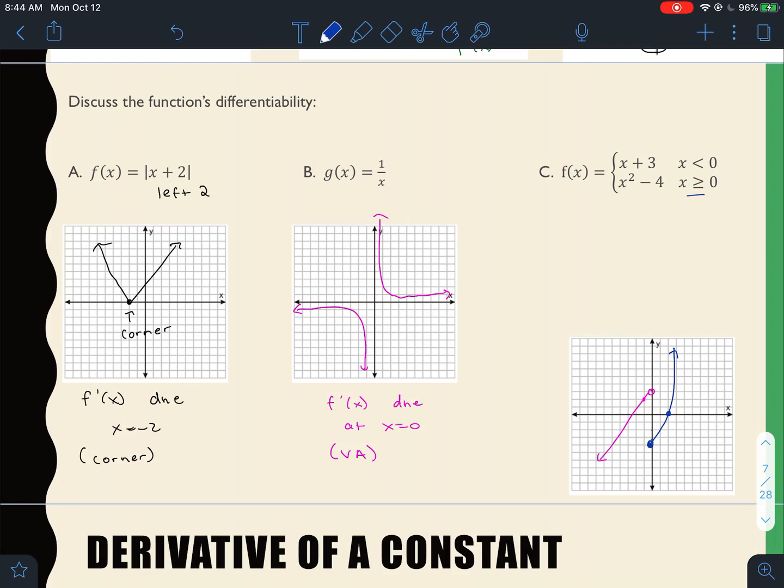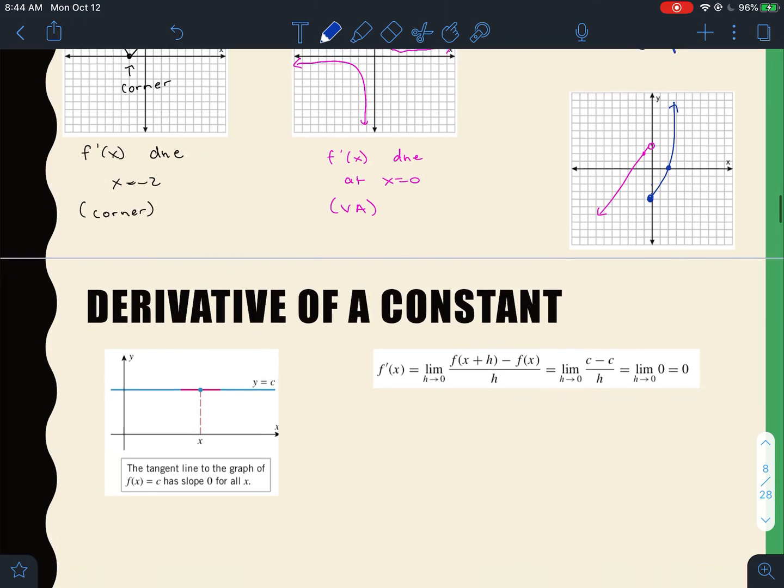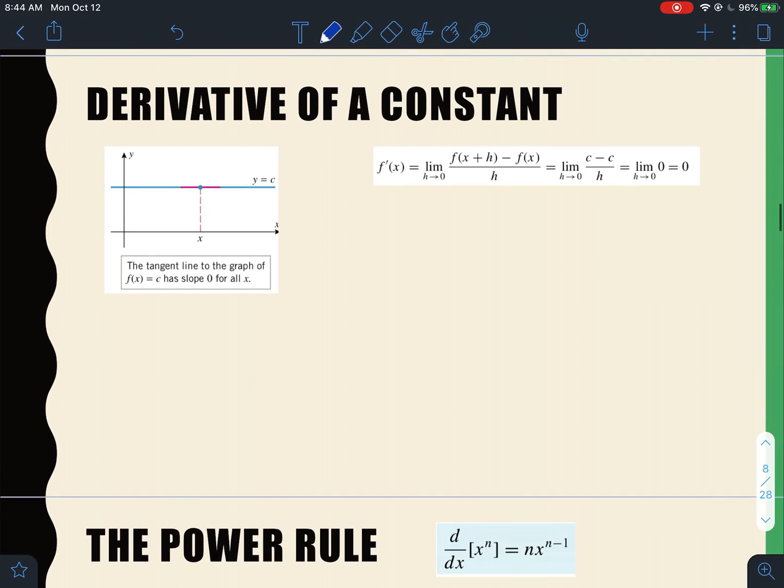So where wouldn't the derivative exist here? Well, there's a break in the graph at x equals 0. So the derivative won't exist at x equals 0 because there's a jump in the graph, or there's a break in the graph. So it would have two different derivatives coming from the left and from the right at x equals 0.